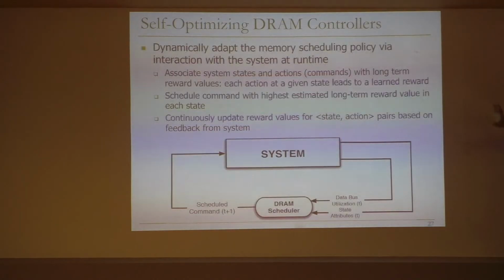Clearly there's a lot here that I'm not going to go into detail about, but basically you associate system states and actions with long-term reward values. Each action at a given state leads to a learned reward. And you schedule the command with the highest estimated long-term reward value in each state. And basically by observing the reward values, you continuously update the state-action pairs based on feedback from the system.